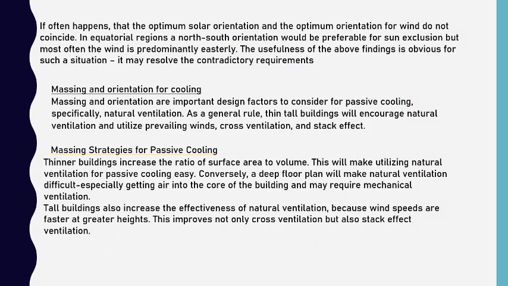It often happens that the optimum solar orientation and the optimum orientation for wind do not coincide. In the equatorial region, a north-south orientation would be preferable for sun exclusion, but most often the wind is predominantly easterly. The usefulness of the above finding is obvious for such a situation. It may resolve the contradictory requirements.